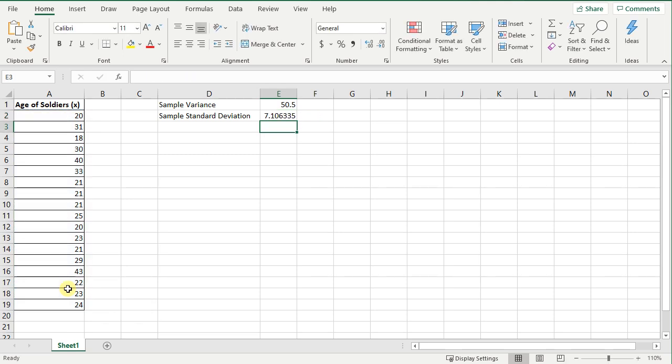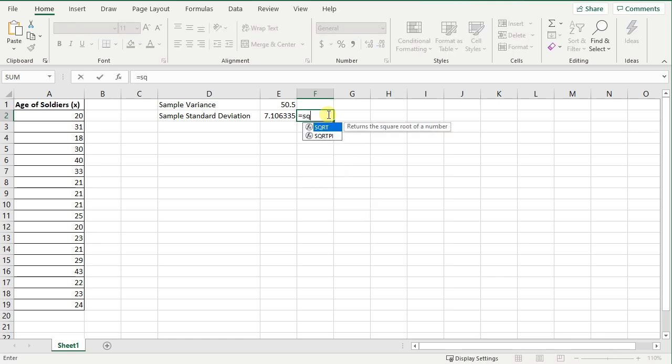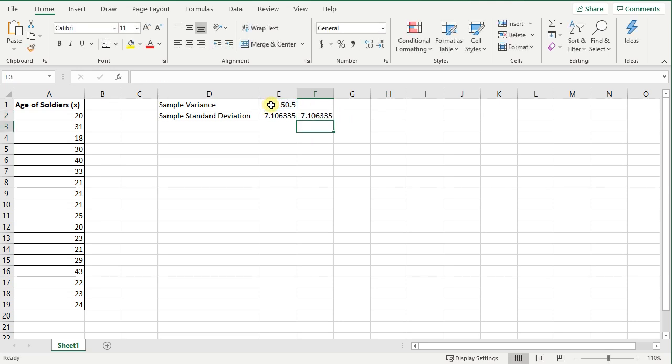Another way I could have found the standard deviation is I could have done the square root, SQRT, of the variance. It would have given me the same number. Just different formulas, same thing.